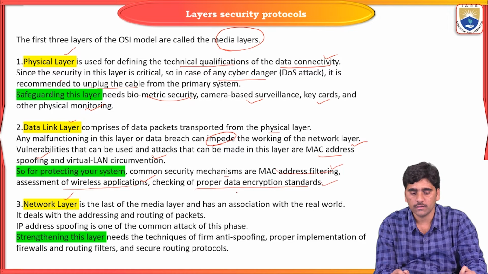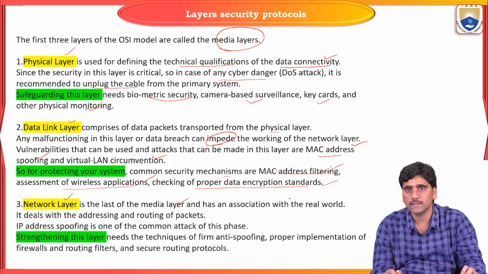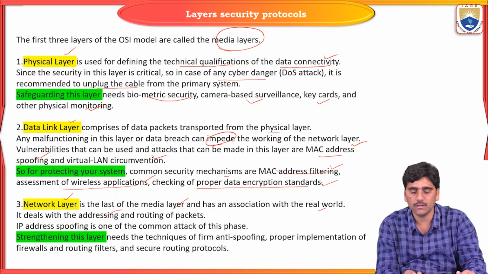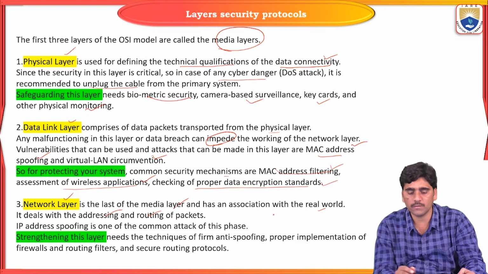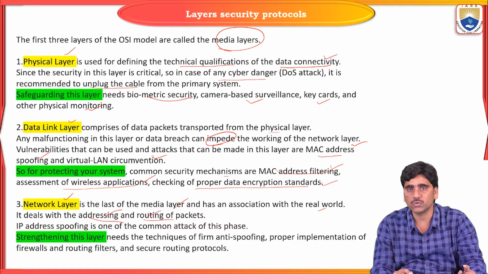The network layer is the last of the media layers, and it has an association with the real world. It deals with the addressing and routing of packets. So how the packets are going to be addressed and how the packets are going to be routed. The source address and destination address have to be identified in this layer. IP address spoofing is one of the common attacks in this layer.